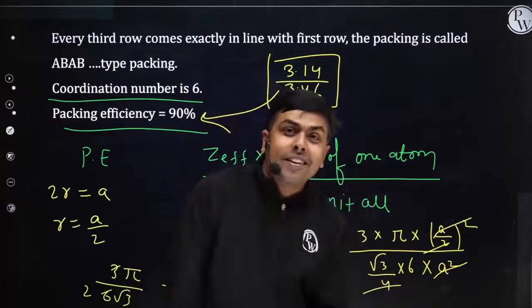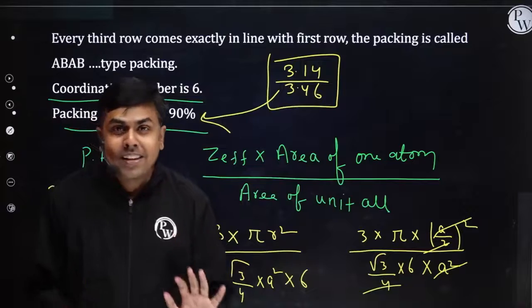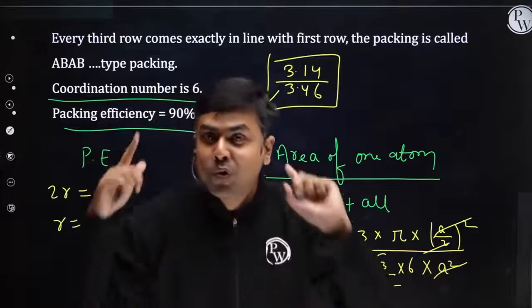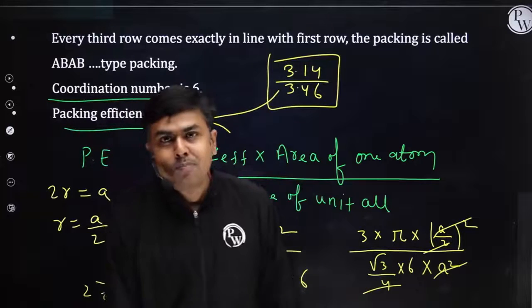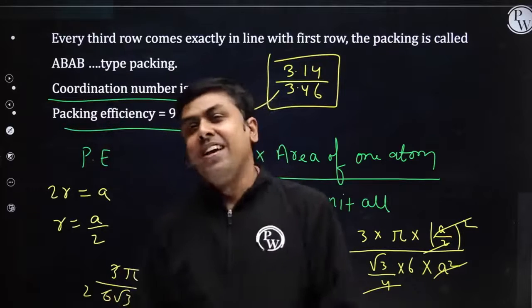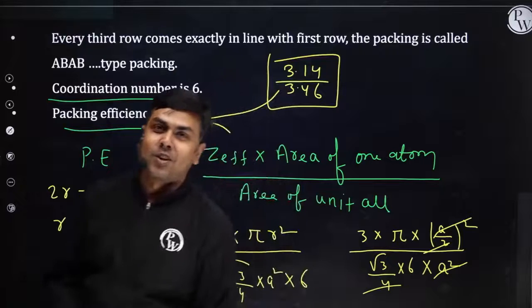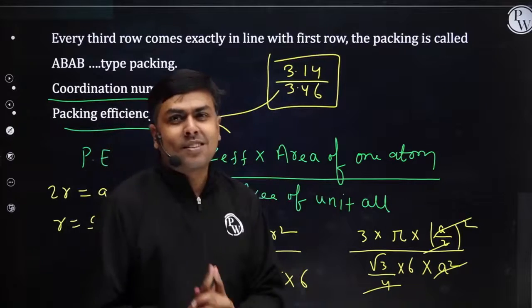What's the void fraction here? 0.1. So basically, students, whenever you have to do close packing in 2 dimension, which one will you choose? Square close packing or hexagonal close packing? You're going to choose hexagonal close packing. Am I clear? Let's move ahead.